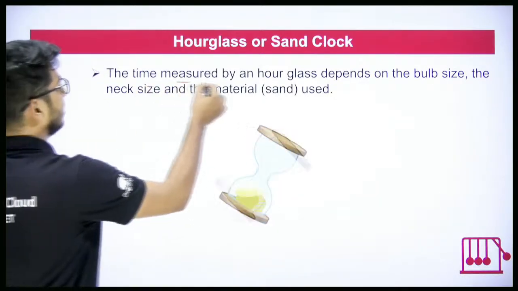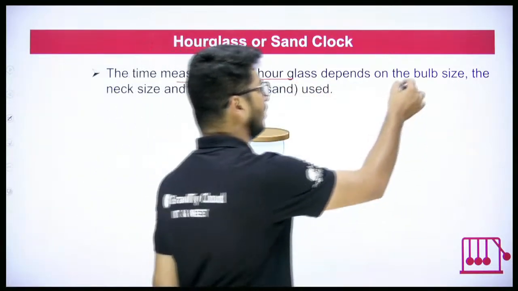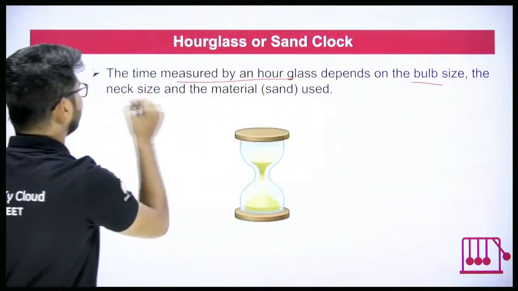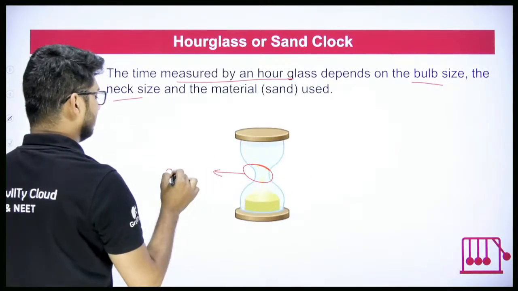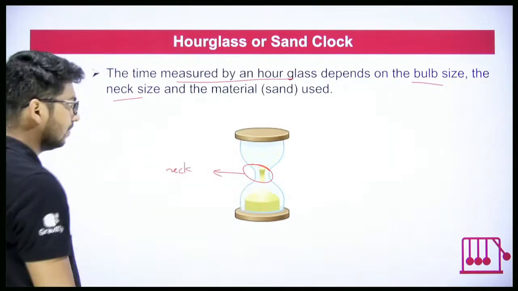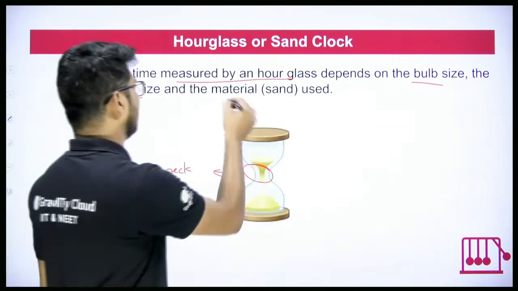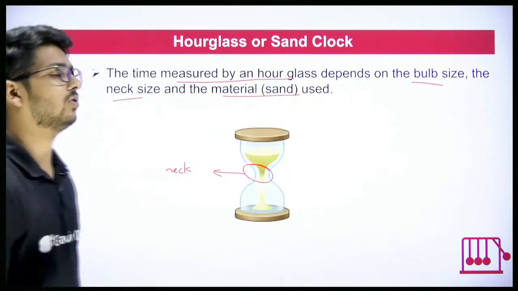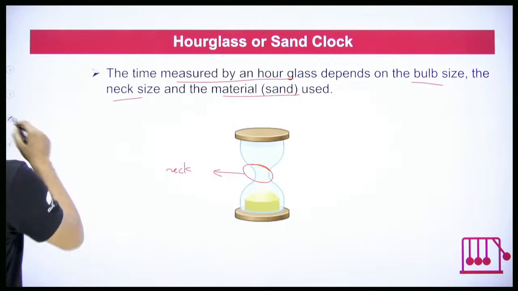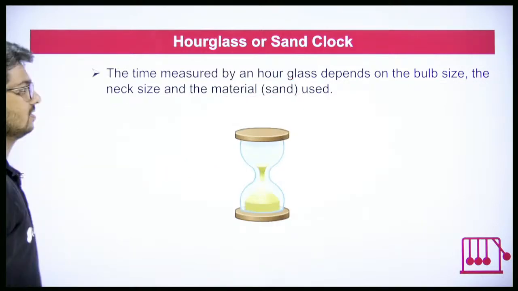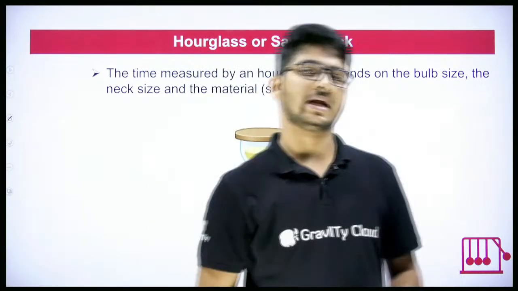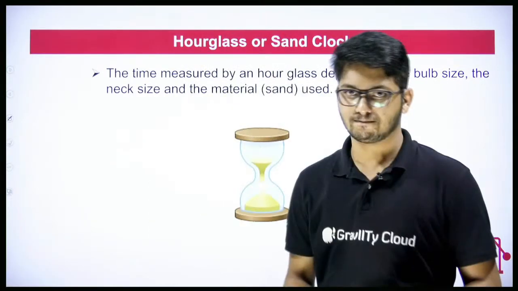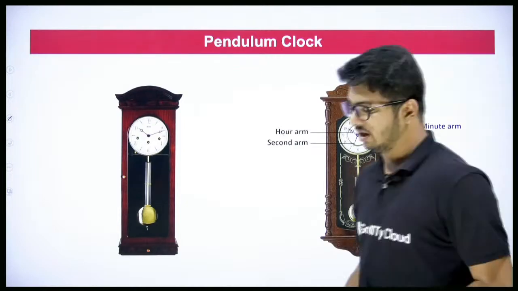So the time measured by an hourglass depends on the bulb size and the neck size. This is the neck. Everything else is the bulb. These two are the bulb. And the material, that is the sand used, how soft the sand is. Ultimately, what is the thing? An hourglass or a sand clock is used to measure time. Got it? Good. Then we had pendulum clocks.